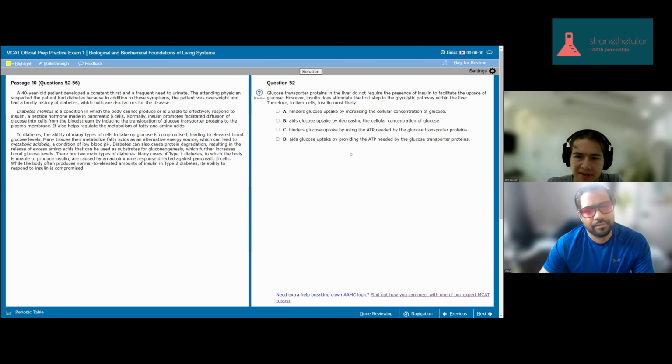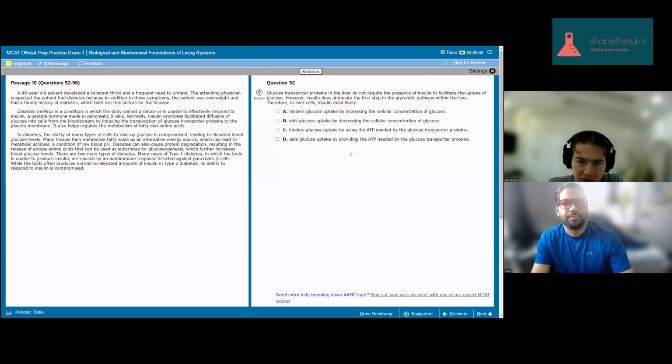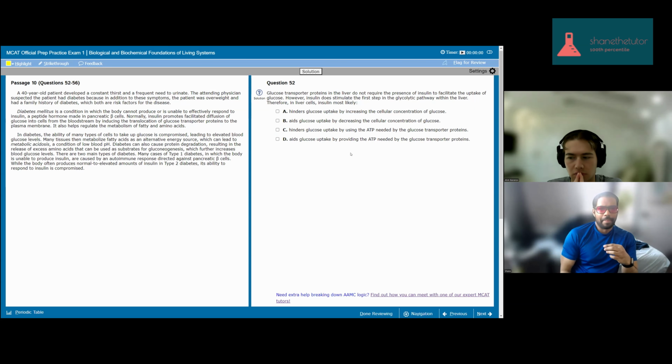Glucose transporter proteins in the liver do not require the presence of insulin to facilitate the uptake of glucose. However, insulin does stimulate the first step in the glycolytic pathway within the liver. In the liver cells, insulin most likely.